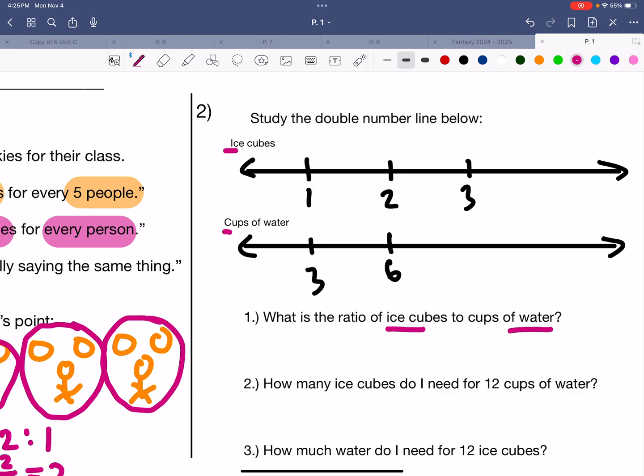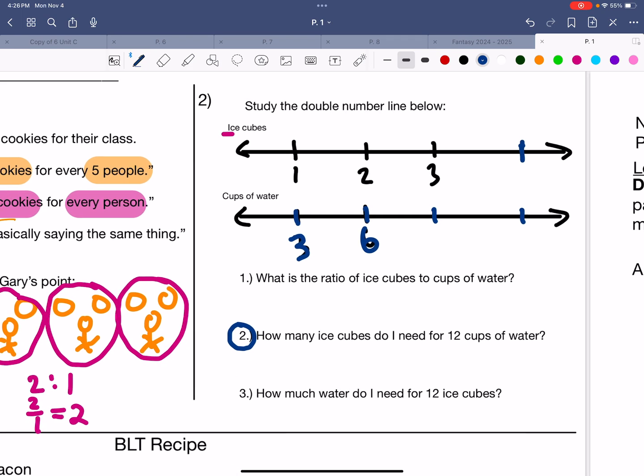Question number 2 says, how many ice cubes do I need for 12 cups of water? So if I were to be doing this problem, I'm looking for a pattern. If I see cups of water, we're going up by a certain number: 3, 6. Think about what the next 2 numbers will be. And then the top one is going up by 1s: 1, 2, 3. Think about what this next number would be. That's all I'll say. And that'll help you with question number 2.